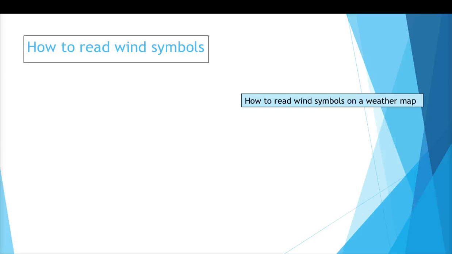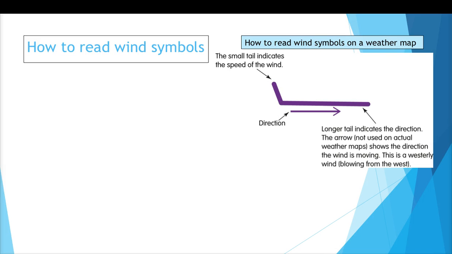How to read wind symbols. So how to read wind symbols on a weather map. Okay, so this is a wind symbol, which you might see on a weather map sometimes. We've got a tail, so we can see that the first arrow there says the small tail indicates the speed of the wind. Depending on how many tails there are, which we're about to see in a moment, indicates the speed of the wind. The direction, we can see our second arrow there, and the longer tail indicates the direction. The arrow, not used on actual weather maps, shows the direction the wind is moving.